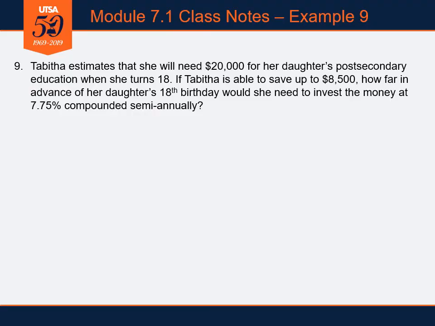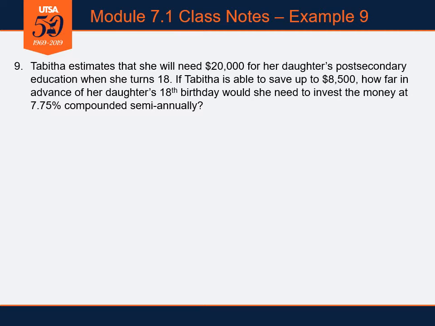Finally, in example 9 of module 7.1 class notes, we have one more word problem to do with compound interest. Let's take a read through the problem and see what we've got. Tabitha estimates that she will need $20,000 for her daughter's post-secondary education when she turns 18. That is one cheap college.